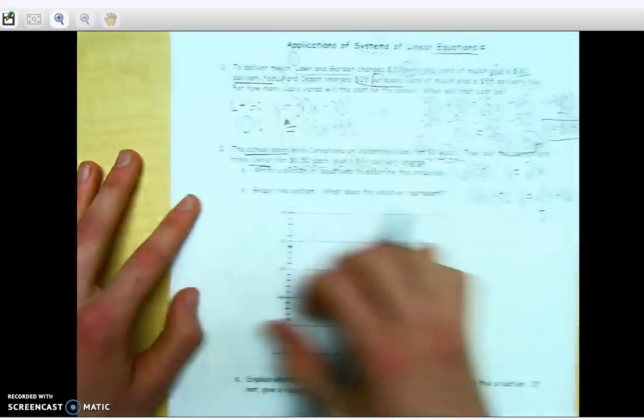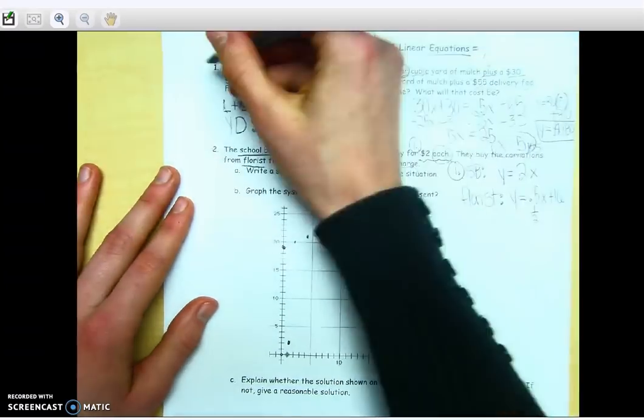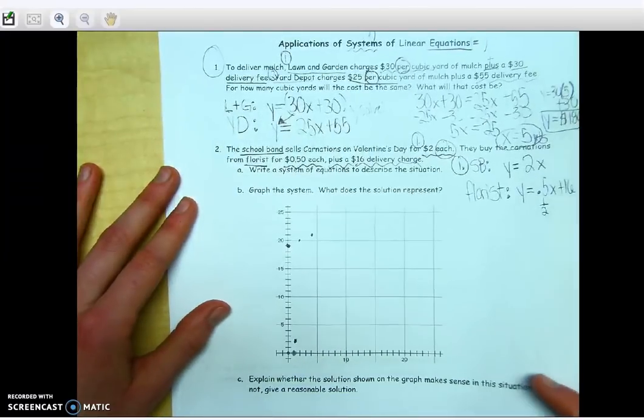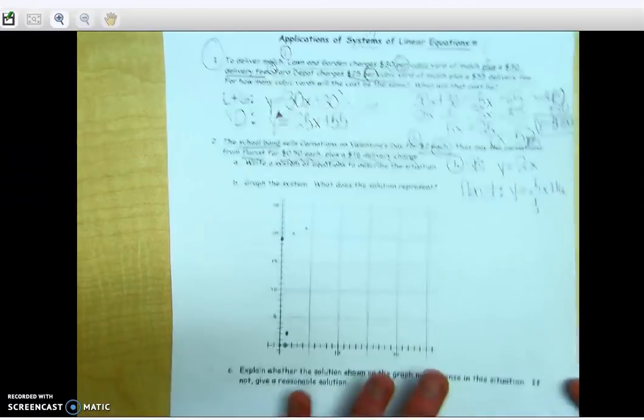I want to remind you all that there will be story problems on your test, so please, please, please make sure that you're checking these questions out and going through them thoroughly and talking to each other about them.